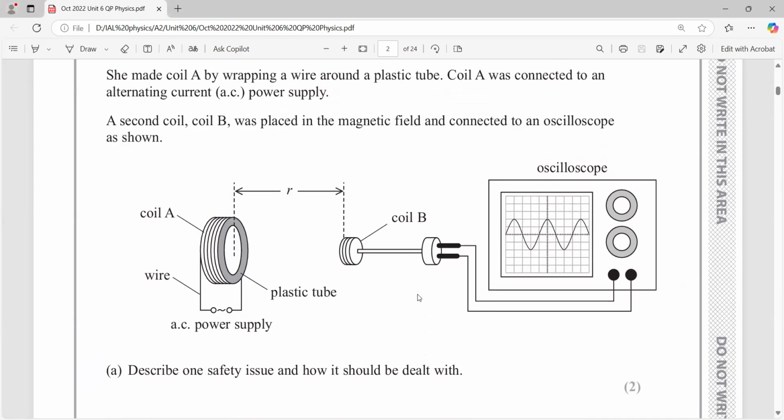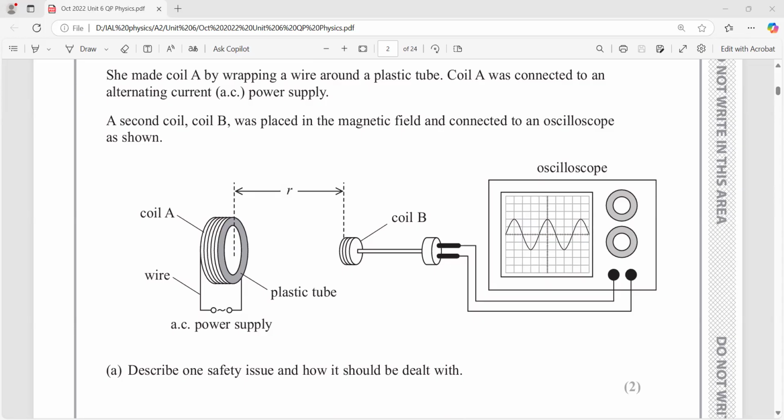Describe one safety issue and how it should be dealt with. As you can see, there's an AC supply, an alternating current power supply. So there's a chance that a person might get an electric shock. How can we overcome this? We should use a low voltage supply, or add another resistor with the coil so that the current in the circuit will be reduced. Or you can also mention using insulated wire for this. That will also protect us from getting an electric shock.